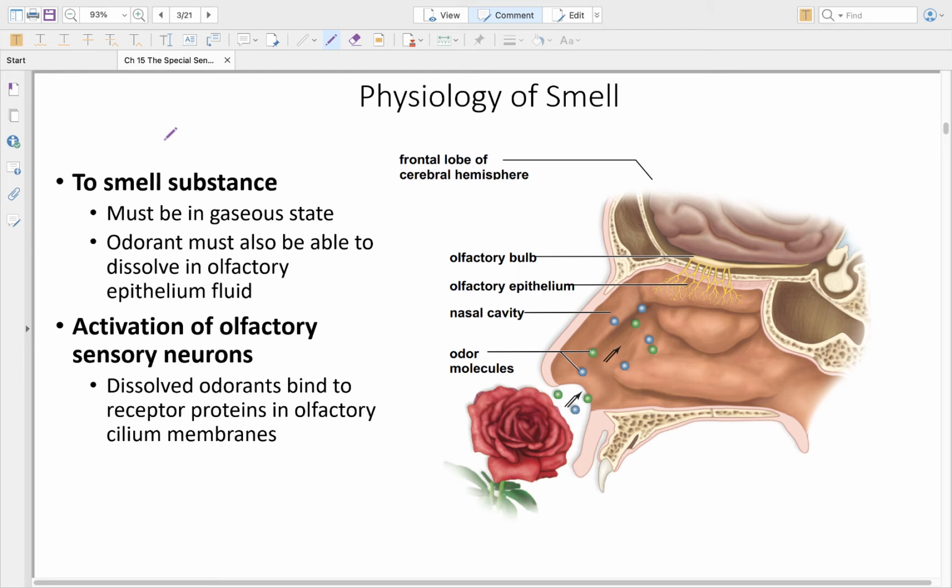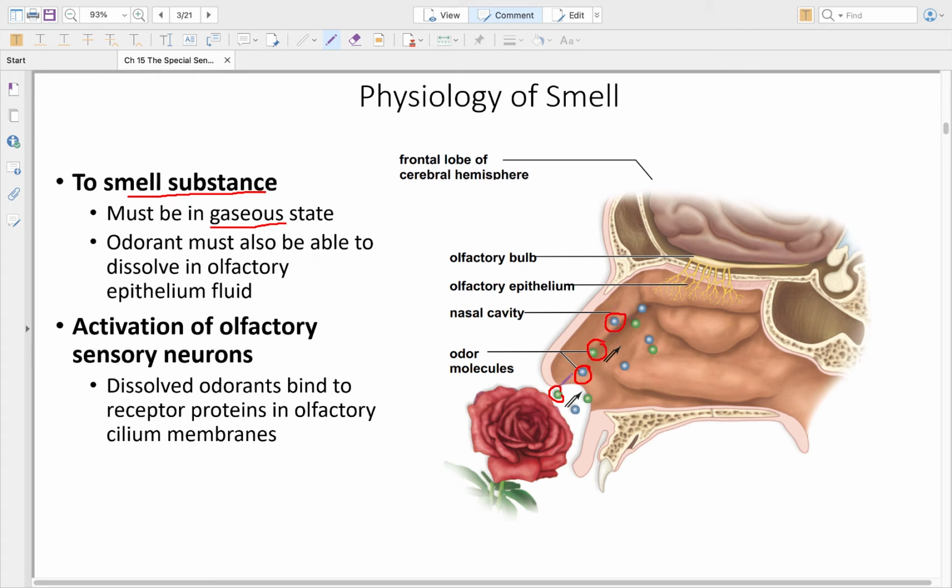In order to smell a substance, anything, it has to be in a gas state. An odorant, for example. So here we're looking at the inside anatomy of an individual who's smelling a flower. So if you smell this flower, it usually smells pretty good. And it's because they have these little tiny invisible odor molecules that are in the gas form.